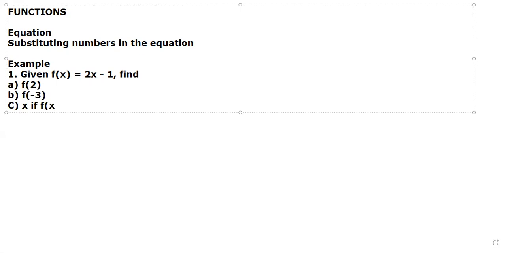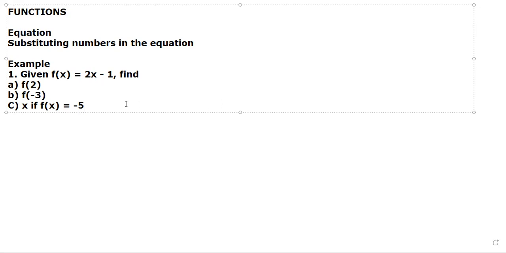Find x if f of x is equal to negative 3 or negative 5, anything. So these are the ones that we have: f of 2, f of negative 3, then find x if f of x is equal to negative 5.